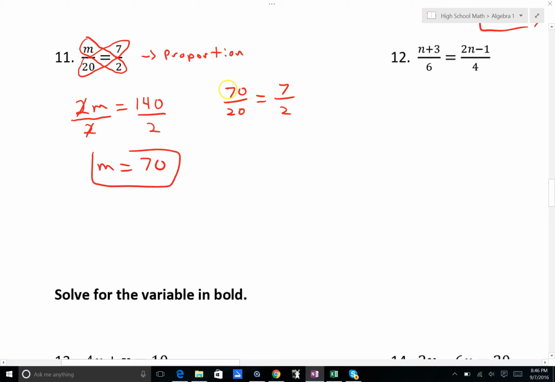Again, cross multiplying, we can see that. 70 times 2 is 140. 7 times 20 is 140. So this is a true statement. So m equals 70 is a solution.